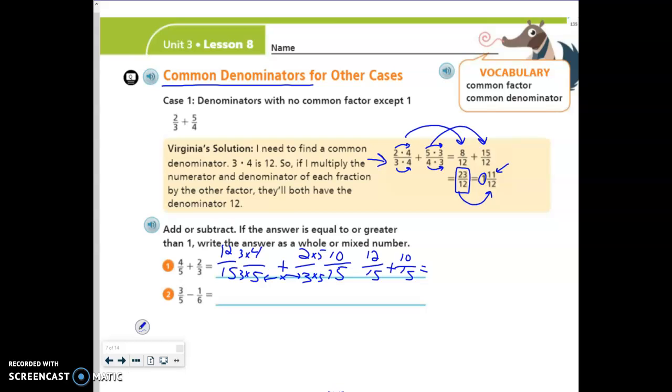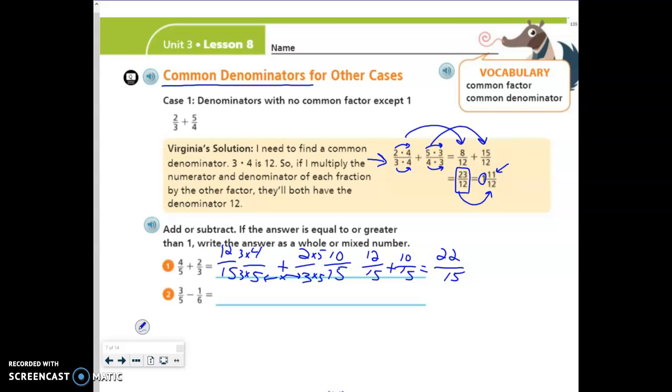So as I add straight across, I've got 12 plus 10 is 22. And the 15 stays the same. That's why we make that common denominator, so we don't have to change anything on the bottom, and we don't have to try to determine what that denominator should be. We know it is 15.